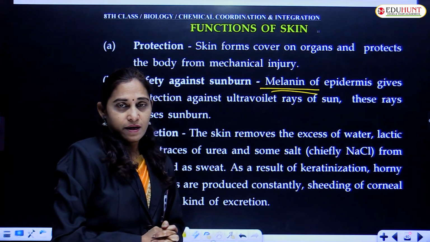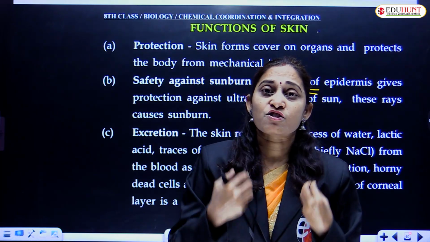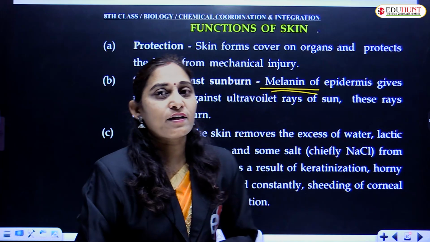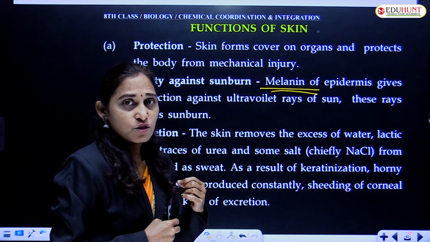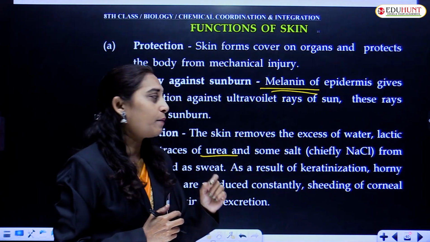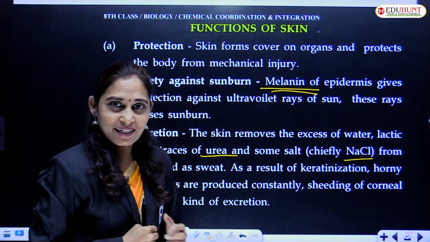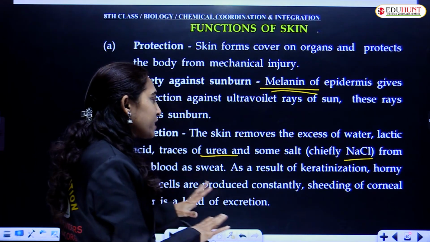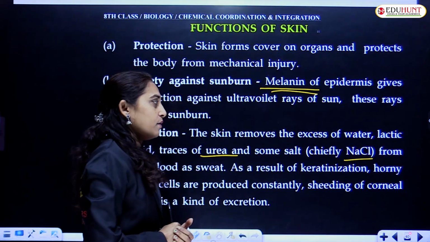And what is the relation of the skin to excretion? We excrete salts through our sweat glands. Through those sweat glands we excrete some unwanted nitrogenous products like urea and some salts, especially sodium chloride. Chiefly sodium chloride. And we excrete lactic acid, and excess water from the body. So all these materials are eliminated from the body in the form of sweat.